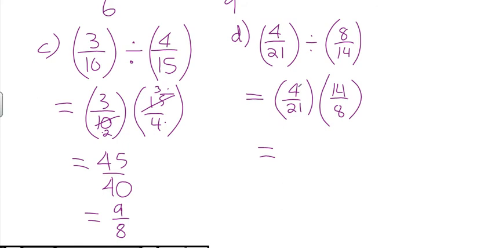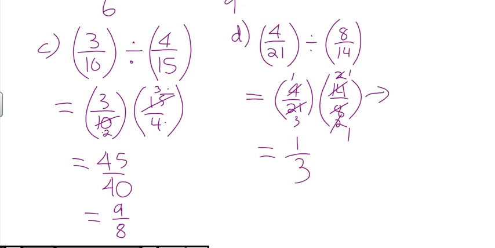All right, this is what I would do. 4 goes into 4 once and into 8 twice. 14 and 21 share a common factor of 7. 7 goes into 14 twice and into 21 3 times. 1 times 2 is 2, 3 times, oh wait, the 2's cancel. So we're just left with 1 over 3, which we didn't write very well.